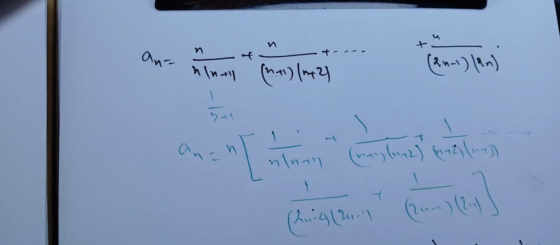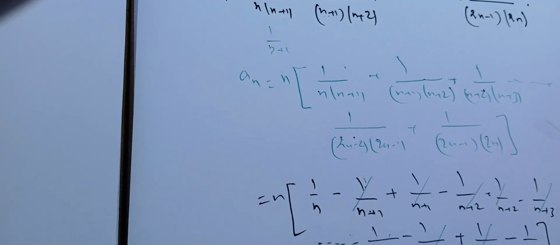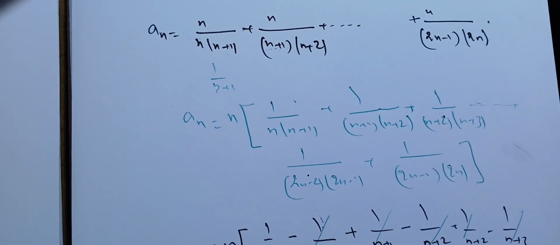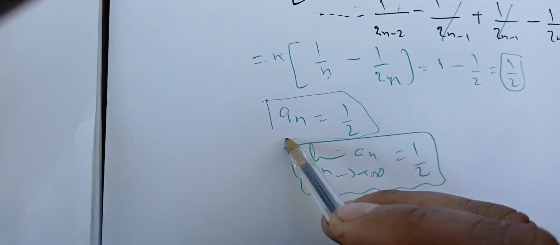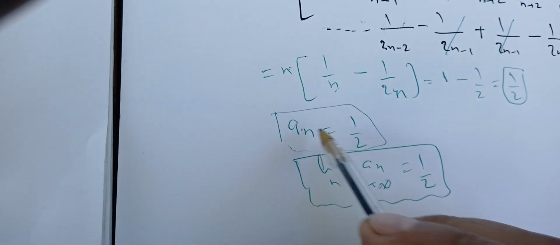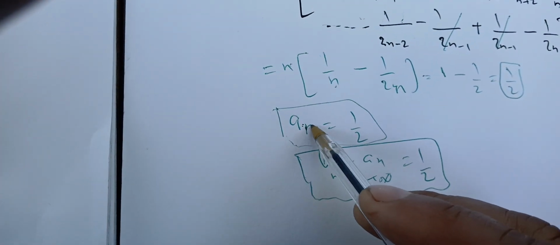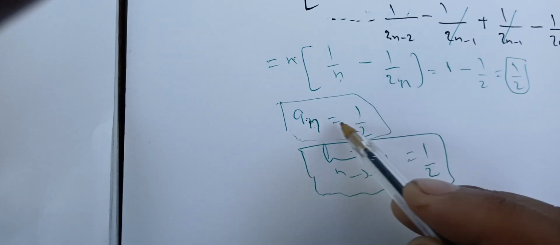So without getting into a lot of details, we can just rewrite the expression and get what we need, and that's what we did here. So that means a_n is a constant from a certain order on, we will have only 1/2, and that means the limit is 1/2.